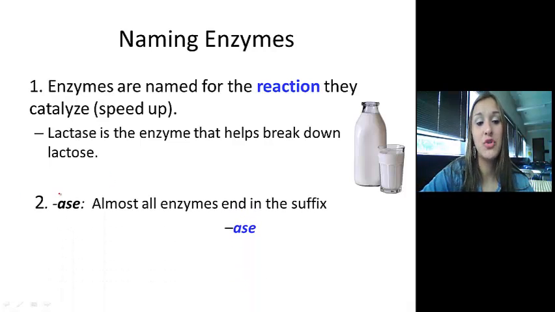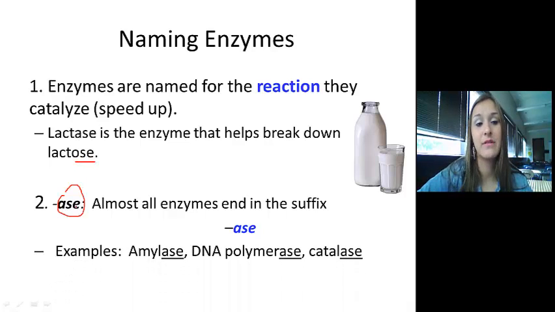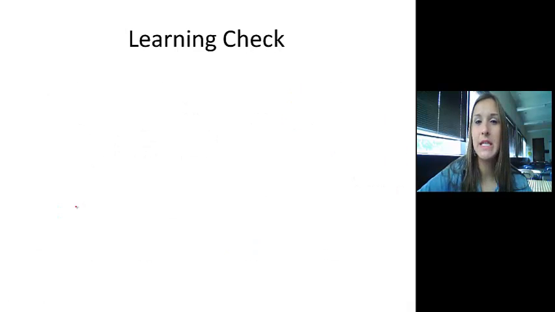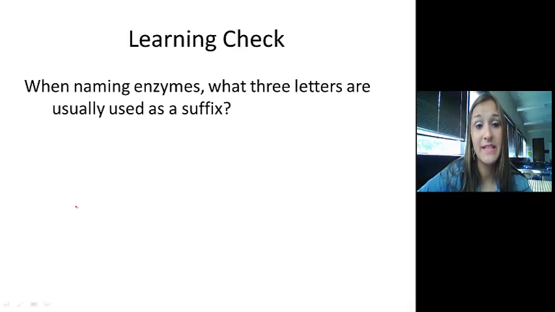Also, enzymes usually end in ASE. So OSE are sugars, ASE are enzymes. So amylase, DNA polymerase, catalase, lactase are all enzymes. So it's an easy way on the MCAS to ask for that. If something ends in ASE, they're assuming that you know that it's an enzyme.